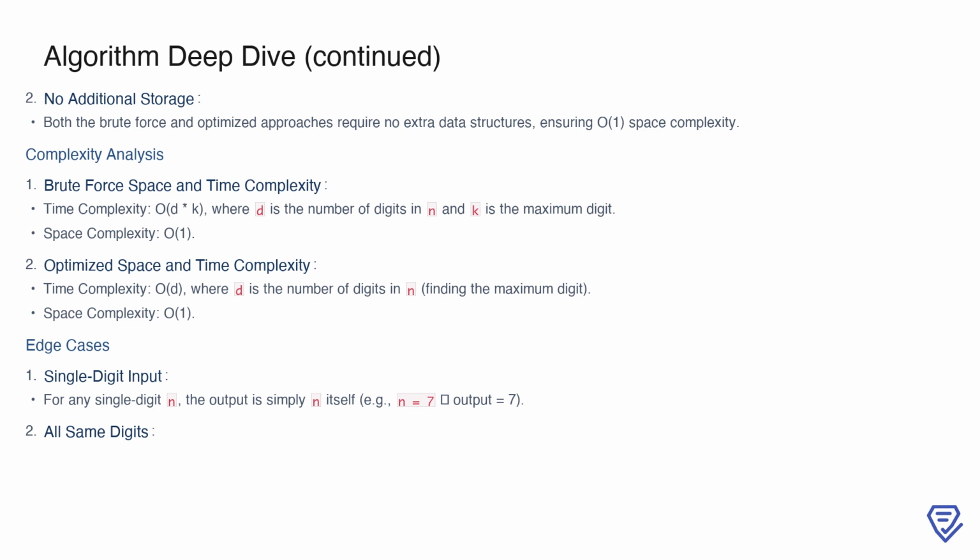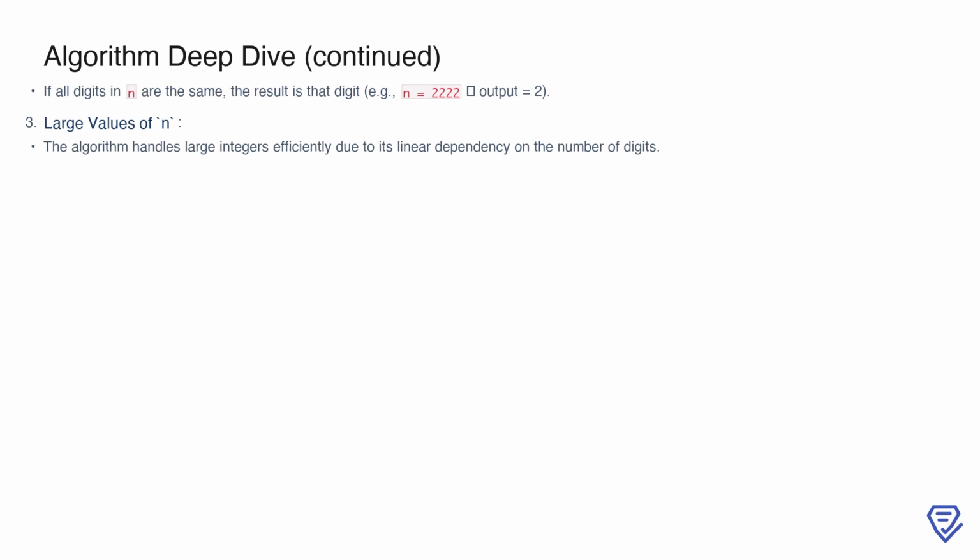Considering edge cases, for a single-digit input, the output is simply the value of n itself. For example, if n is 7, the result is 7 since it only takes one Deci-Binary number to represent a single digit. When all digits in n are the same, the result is equal to that digit. For example, if n is 2222, the output is 2 because it takes two Deci-Binary numbers to reduce each digit to 0. For large values of n, the algorithm remains efficient due to its linear dependency on the number of digits. The optimized approach ensures that even for very large integers, the solution is computed quickly and without additional overhead.